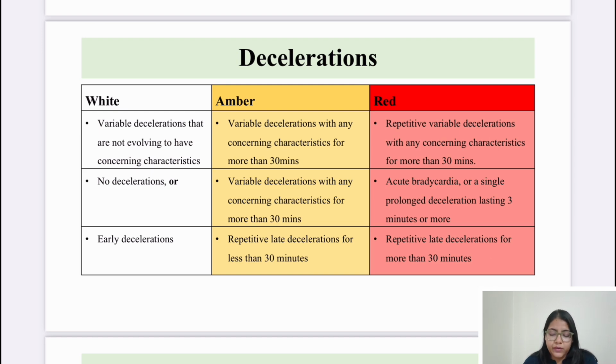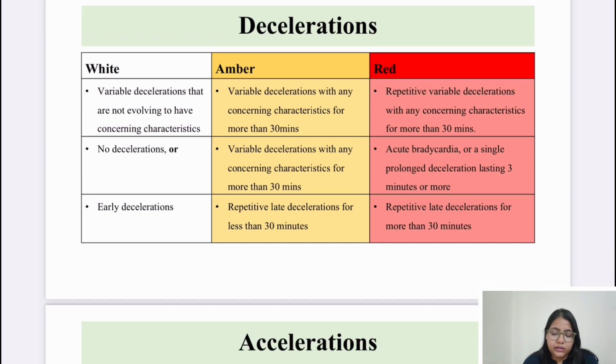Deceleration, this is very confusing, I can understand, but try to remember it, and it's not so hard if you know the basic terms, and that is why I taught you about these basic terms in earlier videos. Okay, so white features are if there is variable deceleration but without any concerning characteristics. I have told you what the concerning characteristics are. So if there is no concerning characteristic, then the variable deceleration will fall into the white category. Or if there are no decels at all, or if there is early deceleration, all these three belong to white features. And what are amber features?